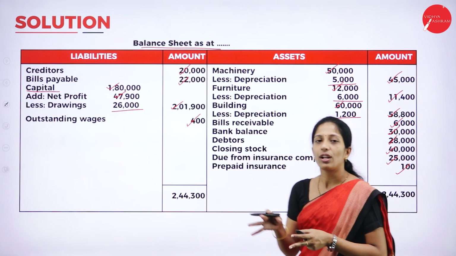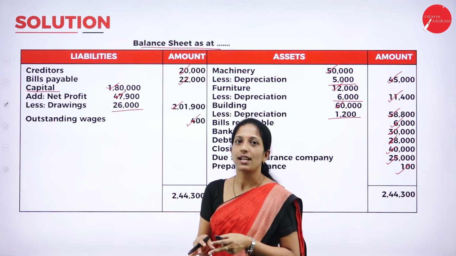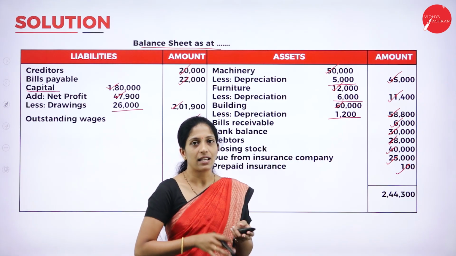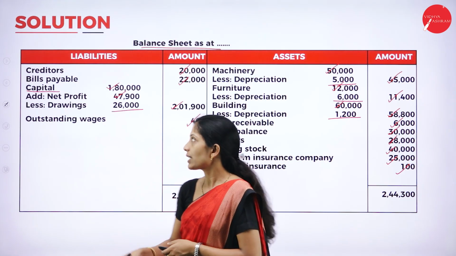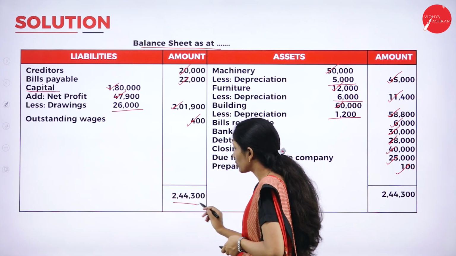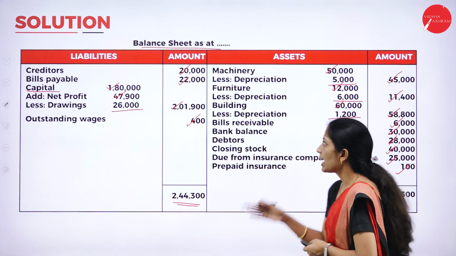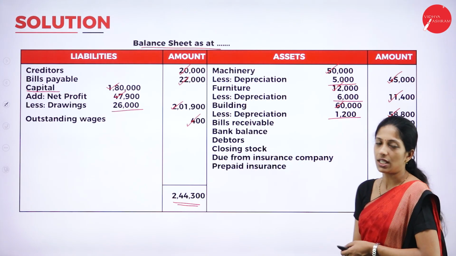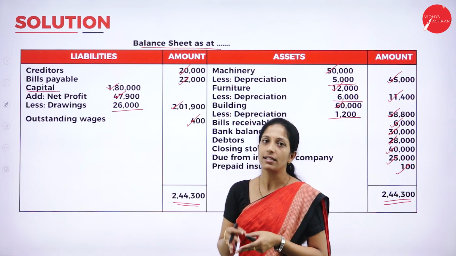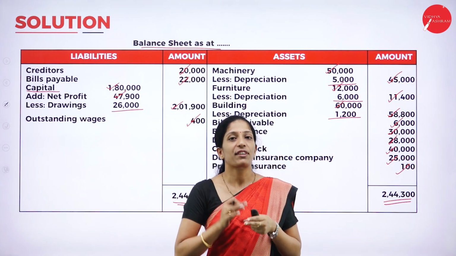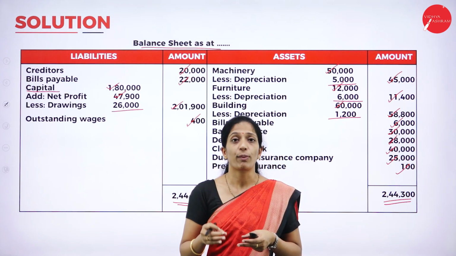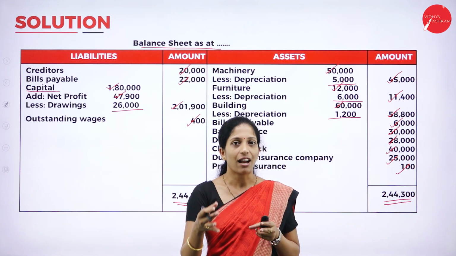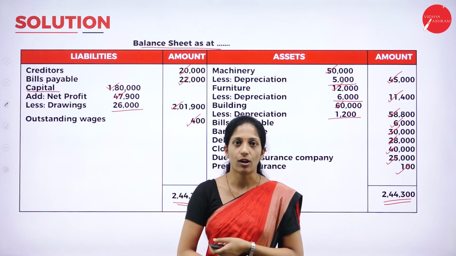So we are done with all the items. We have recorded all the assets and all the liabilities. Now we have to balance both sides and the balance has to be tallied. If you add all the liabilities, it will be 2,44,300. In the same way, if you add all the assets, it will be 2,44,300. So your balance sheet gets tallied. This is a 15 marks problem and quite lengthy because you will have a number of items, but if you know where to record, you can easily go on recording the items.